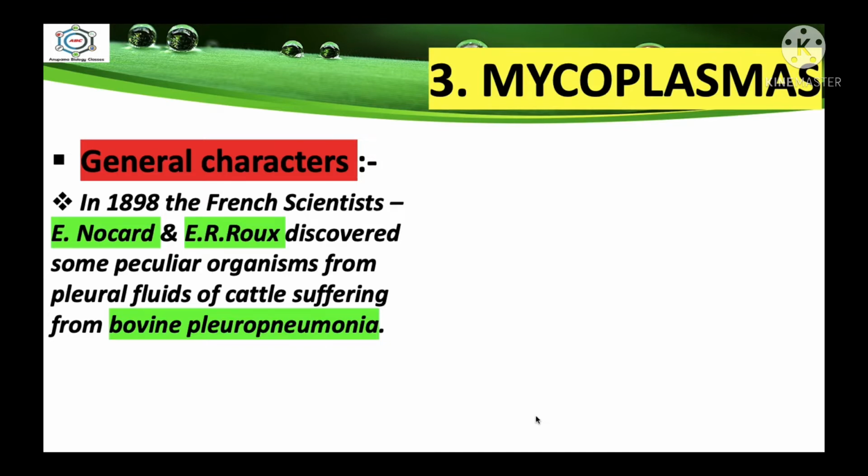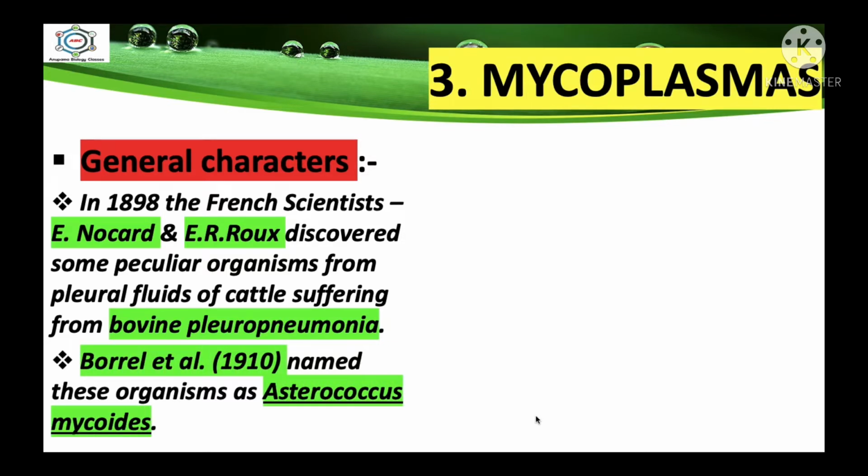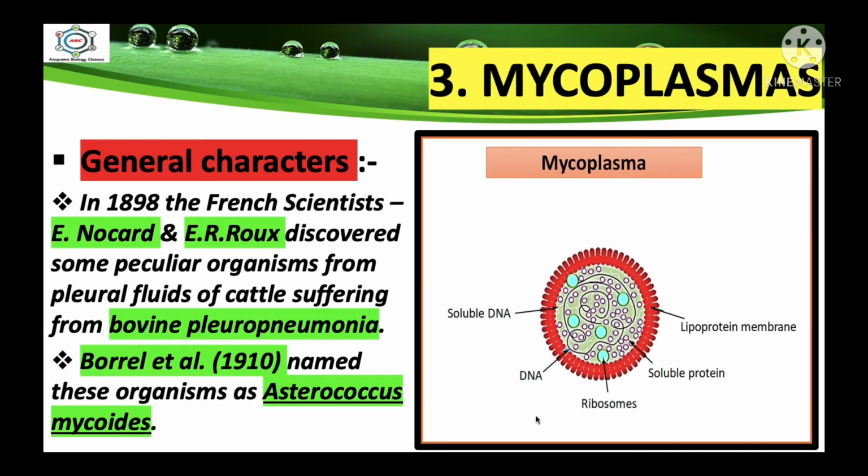It means PPLO. Borel et al. in 1910 named these organisms Asterococcus mycoides. These organisms were later put under the generic name Mycoplasma by Novak in 1929. In 1966, the International Committee of Nomenclature of Bacteria placed Mycoplasma under the class Mollicutes, which consists of two genera, Mycoplasma and Achloplasma.